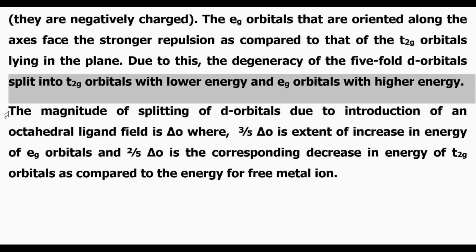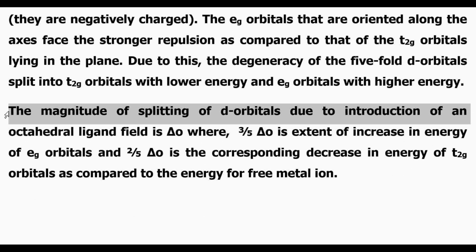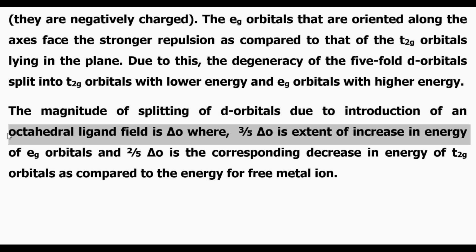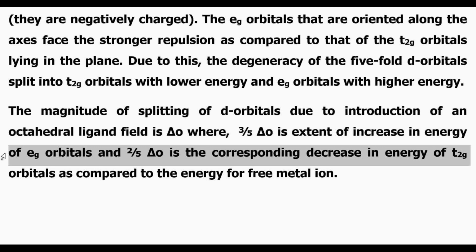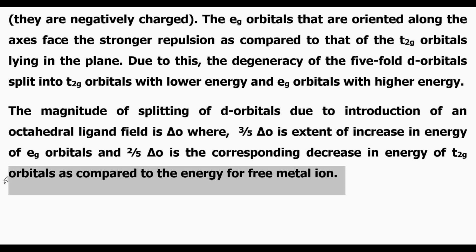The magnitude of splitting, the amount of splitting of these d orbitals because of the introduction of an octahedral ligand field, is shown by delta O. You will eventually see when I explain the figure that there will be a 3/5 delta O increase in energy of the Eg orbitals, whereas 2/5 delta O will be the decrease in energy of the T2g orbitals, as compared to that of the free metal ion.